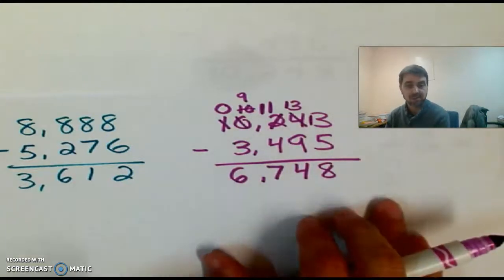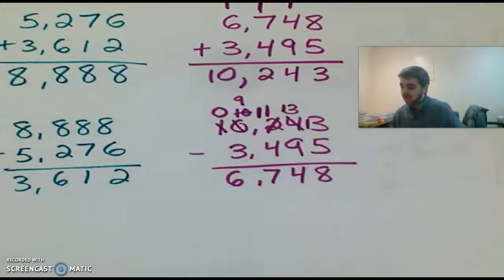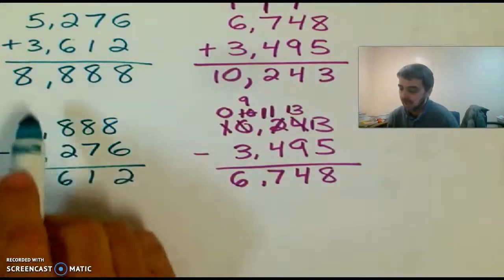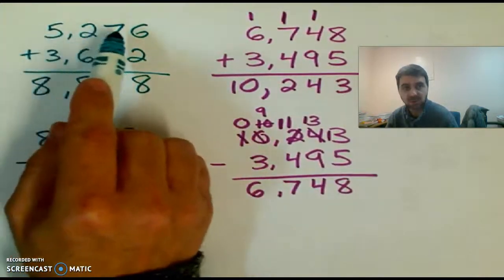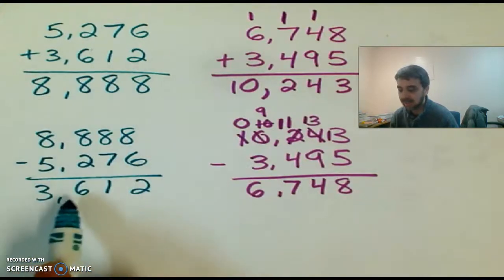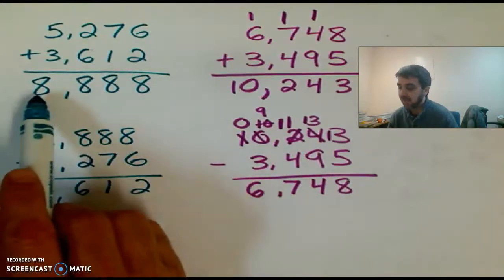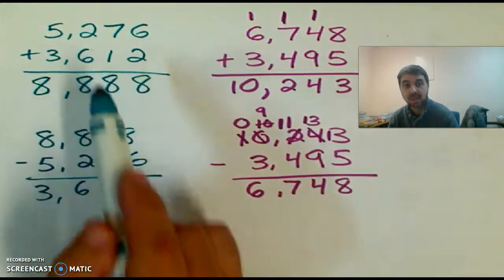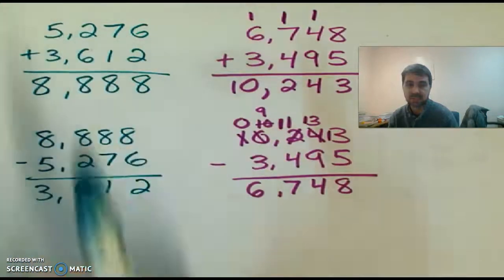All right, so I don't know if you noticed this, boys and girls, but watch this. I use the same numbers. Let's see if I got them correct. So with addition, I took 8,888, right? I subtracted this number, 5,276, right here, and I got 3,612, which is the number up here, right? That makes sense, right? Because if I take 8,888 and I subtract the 5,000 number, I should get the 3,000 number. If I subtracted 3,612, then I should get 5,276.